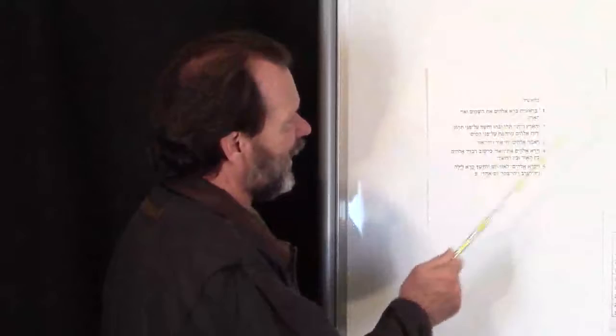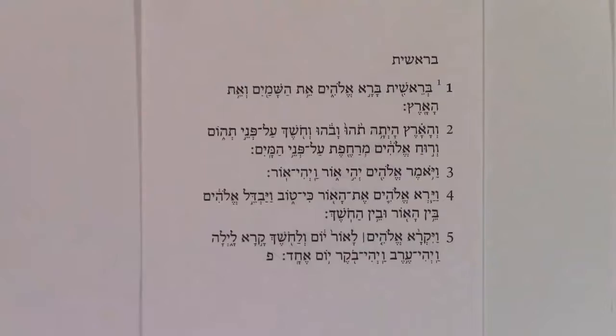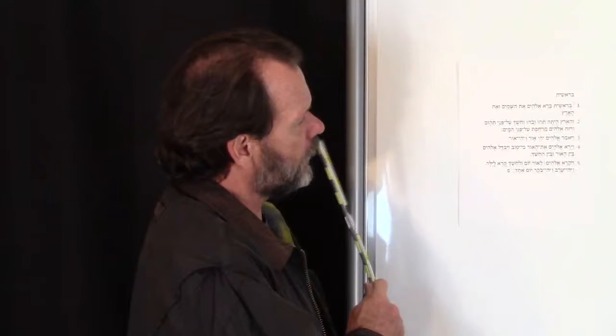Tohu vavohu vechoshech al penei tehom veruach Elohim merachefet. And then we have our only difficult verb form, which is a participle. And I'm going to talk about the participles, because we're going to run into some more participles here in chapter 1. This is a more difficult one to identify, but we'll talk about them later so you can identify it a little bit easier. So I'm going to talk about the more common form of the participle when we introduce it and come back and look at this little monster. Merachefet al penei hamayim.